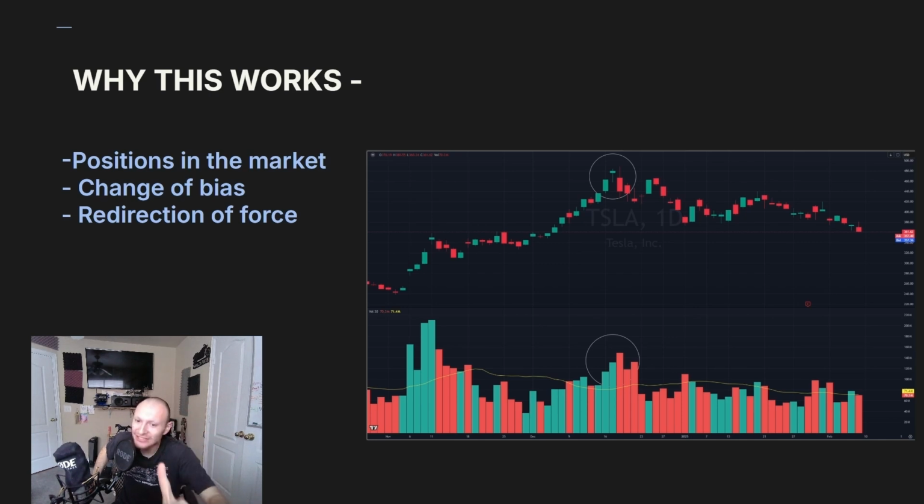It means interest. So why do we have interest increasing? Make sense? Why do we have interest dropping off? Make sense? This is positions in the market. When there are positions in the market, it's going to be shown through interest, through the volume. Anytime you hear volume, it means interest. Anytime you hear interest, it means volume.